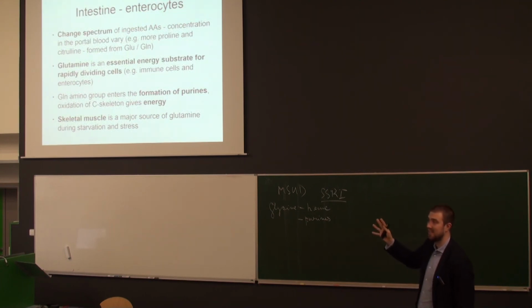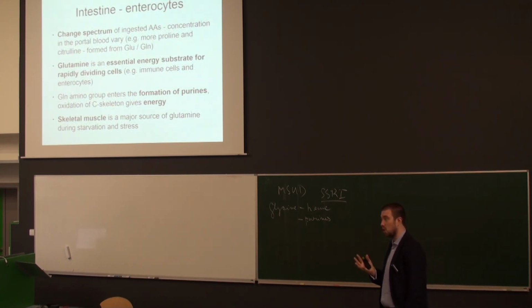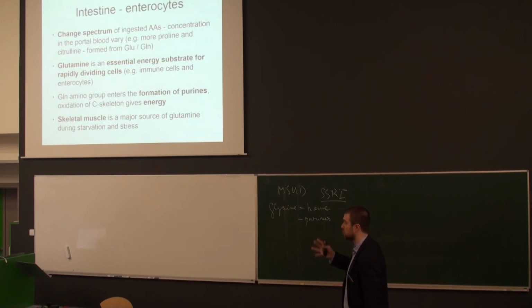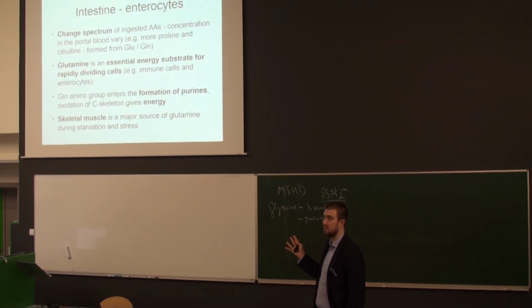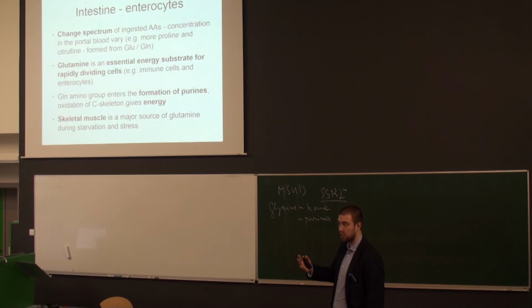Here, the intestine works as the consumer of the glutamine that's produced inside the skeletal muscle cells during starvation or during some metabolic stress.